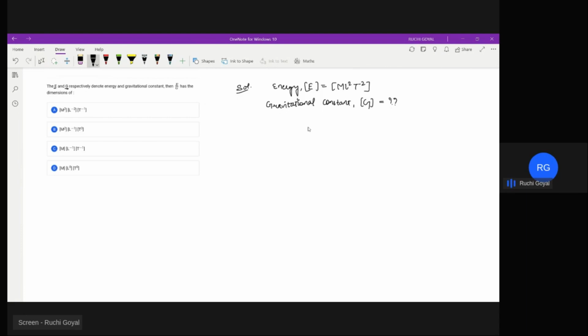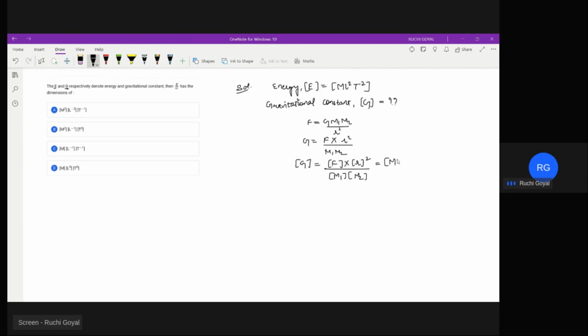We know the formula of gravitational force, right? F is equal to G m1 m2 divided by r square. This is the formula, right? So what is G from here? It will be F into r square divided by m1 m2. Now you have to find the dimension formula of G. How will you write? It will be dimension formula of F, dimension formula of r square, dimension formula of m1 and dimensions of m2.